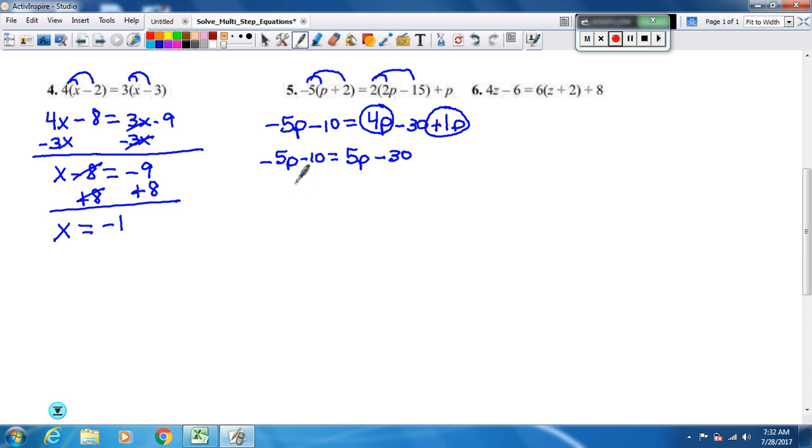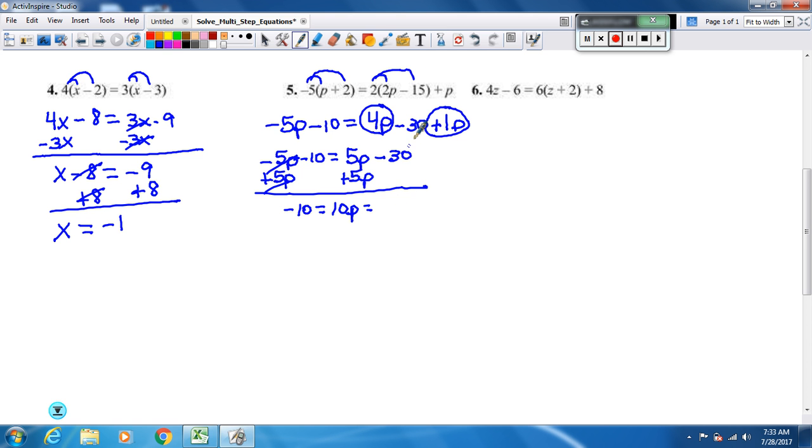Now that you have everything in the front that can be put together and everything behind the equal sign that can be put together, now you've got to start moving things. We need our p's together. I have a choice between a negative 5 and a positive 5. Negative 5 is smaller, so I'm going to move it. The opposite of negative 5p is positive 5p. So I'm going to add 5p to both sides. Opposites cancel. Negative 10 equals 5p plus 5p is 10p.